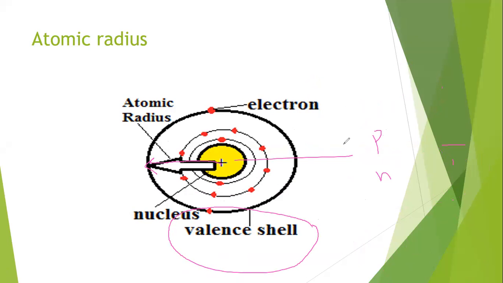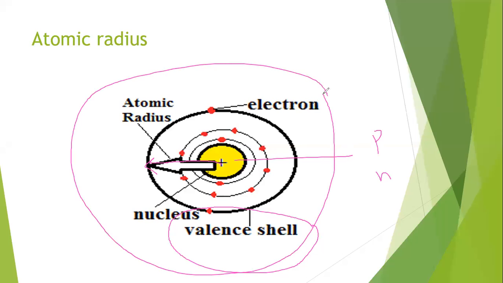So let's see the effect on atomic radius in periods and groups. Keep this diagram in your mind. If you have the concept of electrons revolving around the nucleus in shells, then you will clearly understand how atomic size or atomic radius increases or decreases in periods and groups. So keep this figure of the atom in your mind.